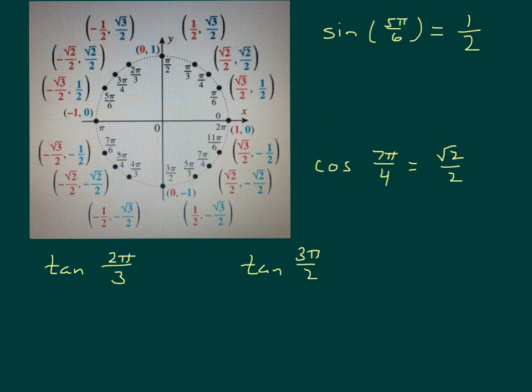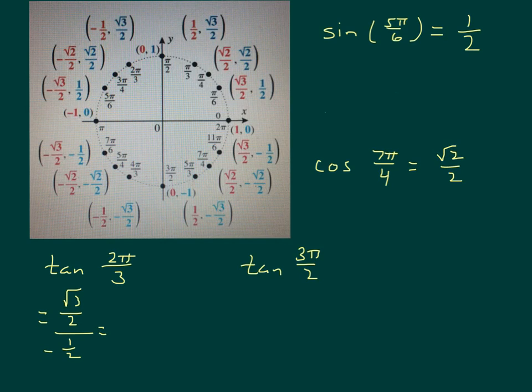Now let's take a look at a couple others. The first one I want to look at is the tangent of 2 pi over 3. 2 pi over 3 is right here, so I have to find that point. I remember tangent is y over x. The point associated with 2 pi over 3 is negative 1/2, square root 3 over 2. So the tangent of 2 pi over 3 is going to equal y over x, square root 3 over 2 all over negative 1/2.